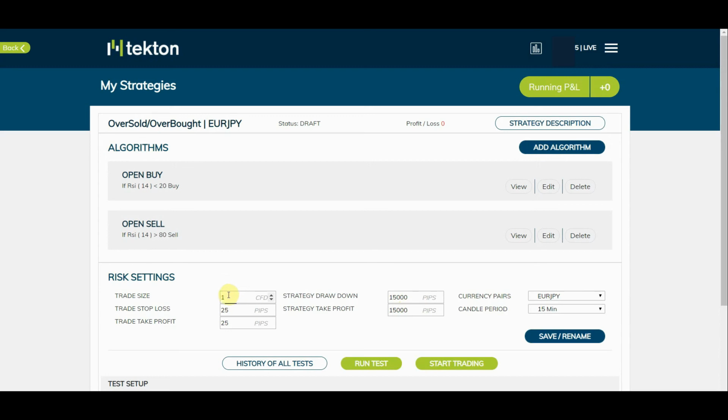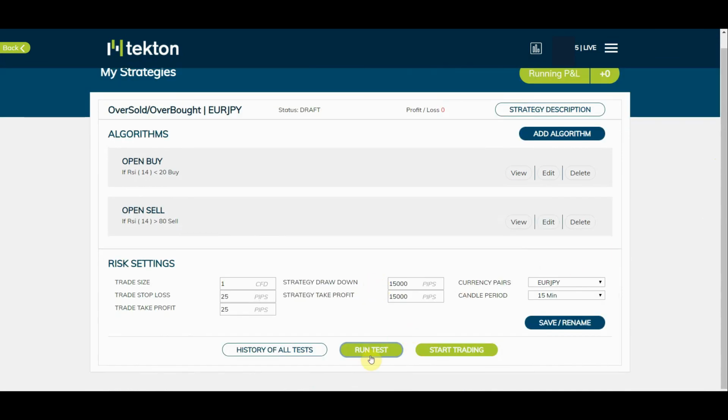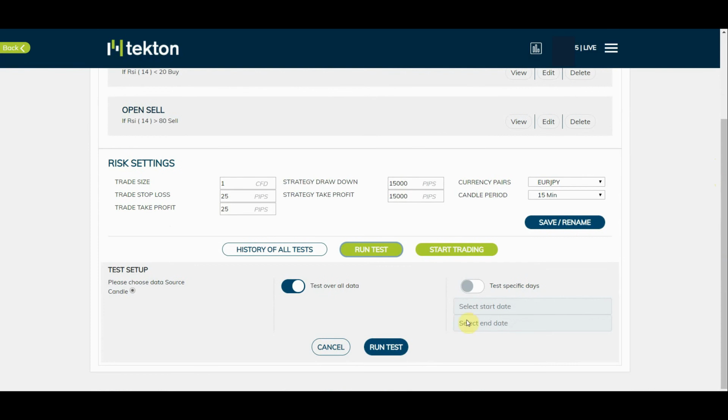Trade size is not really relevant for the backtest, but this bit here, trade stop loss, trade take profit, keep these the same number on your first backtest. There's a reason for that. Trade stop loss, the same number as your take profit. So you're adopting a one-to-one reward to risk. Whatever your risk is, the reward is the same size. Backtest it over that period, over all data, run test, and then see the results you get.